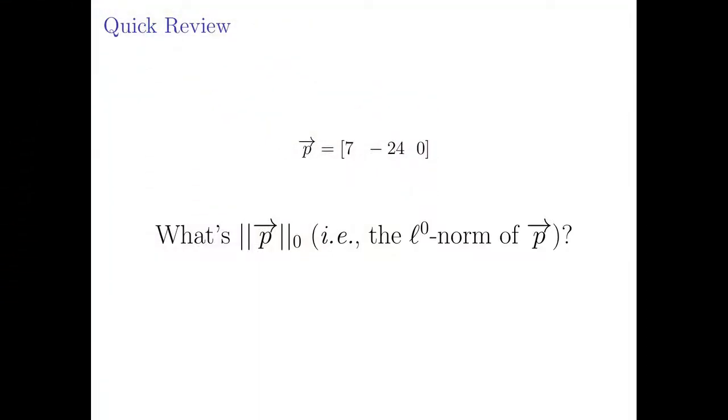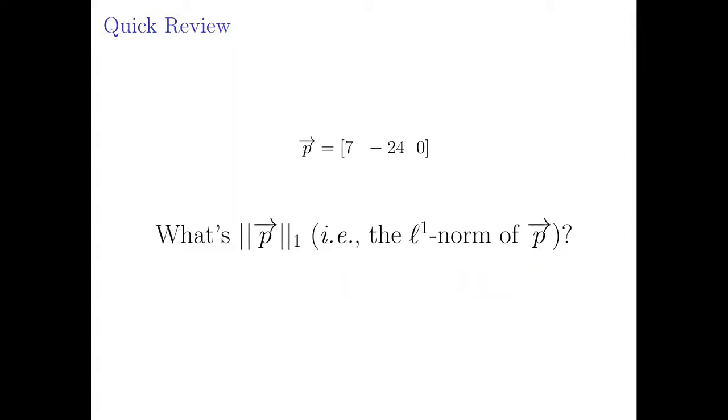All right, so let's see if you understood this and do a little quick review here. Here is a vector called P, and it has 3 entries: 7, negative 24, and 0. What is the L0 norm of P? Pause the video and figure it out. The answer is 2, because we're just going to say the number of non-zero entries in the vector. That is, by definition, the L0 norm of it.